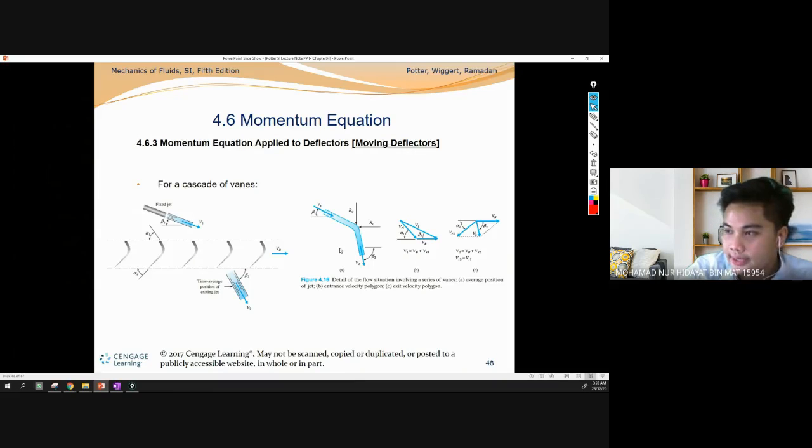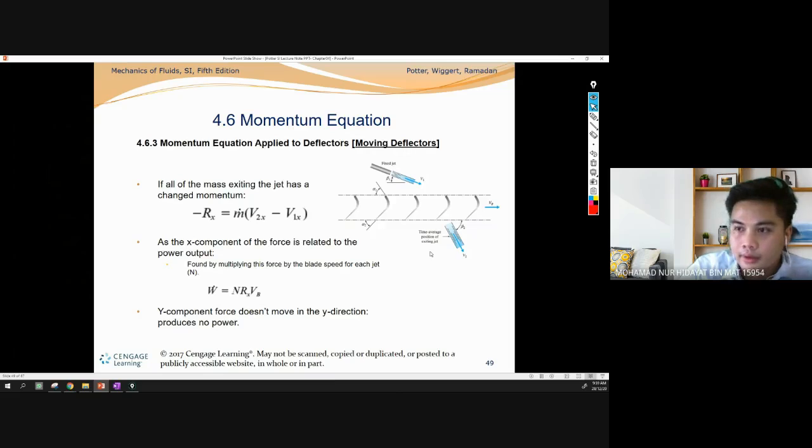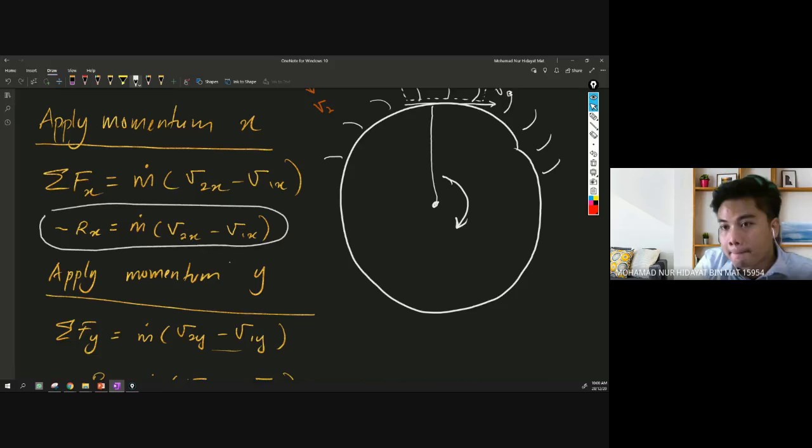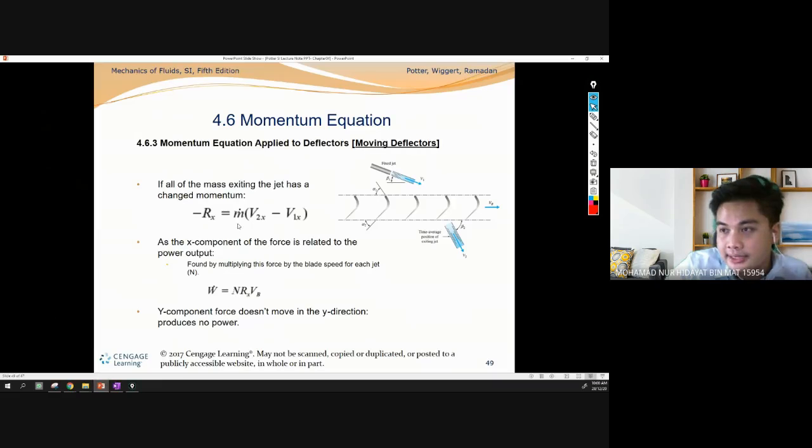All right, in order to get this deflector, how do the engineers and the company utilize the power output, how do they get the energy from the working fluid? They apply this energy equation. If all the mass exiting the jet has a change of momentum, meaning a change of velocity, this negative Rx is actually the momentum in x component that we have derived previously. You can see here, negative Rx equals mass flow rate multiplied by V2x minus V1x. You can see the same here.